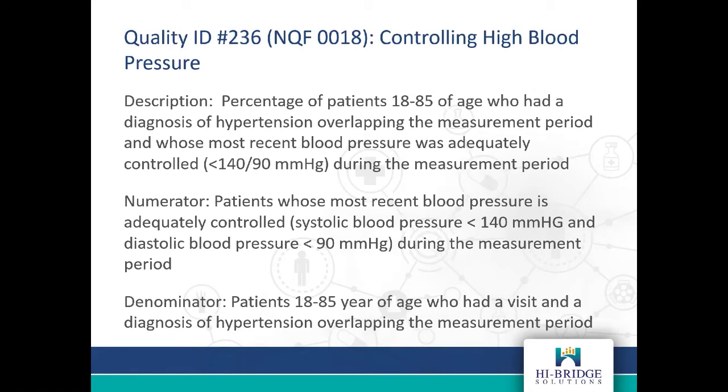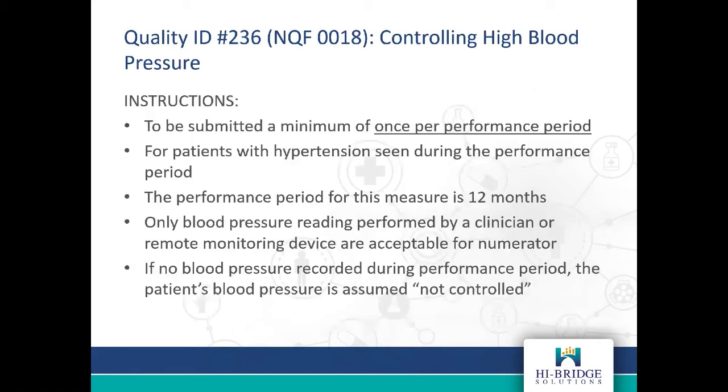So we're going to move on to the next one, the instructions. It's to be submitted a minimum of once per performance period, and that performance period is 12 months for this particular measure. It's for patients with hypertension seen during that 12-month period, and only blood pressure readings performed by a clinician or remote monitoring device are acceptable for a numerator. If no blood pressure is recorded during the performance period, then the patient's blood pressure is assumed not controlled.